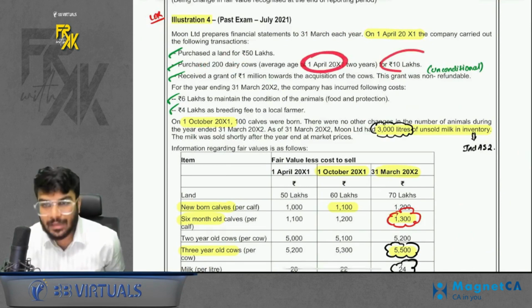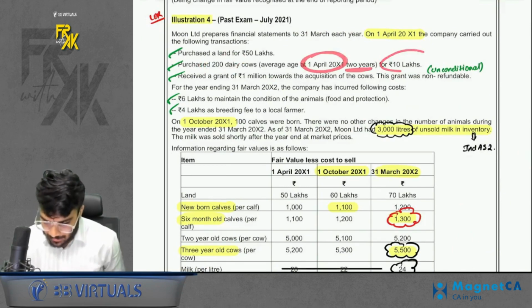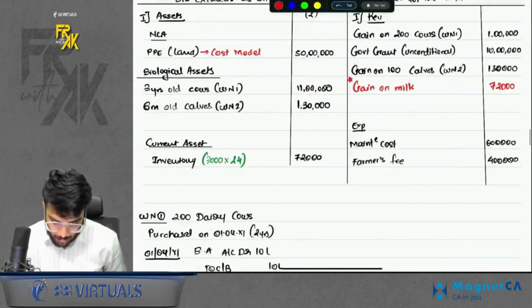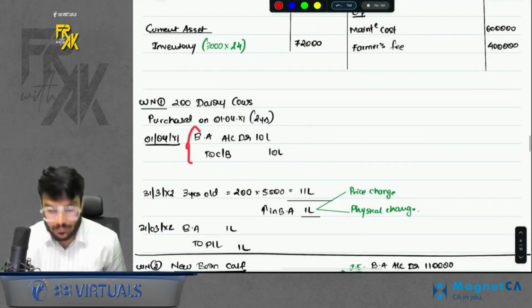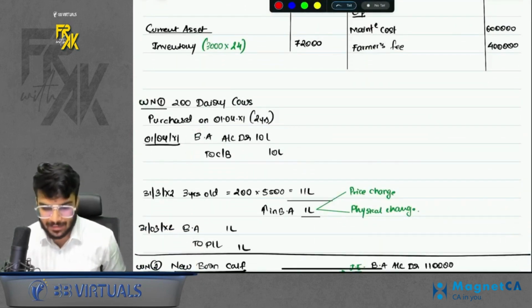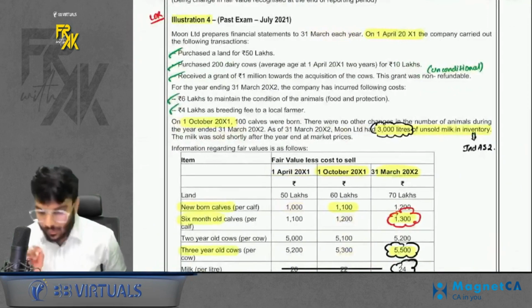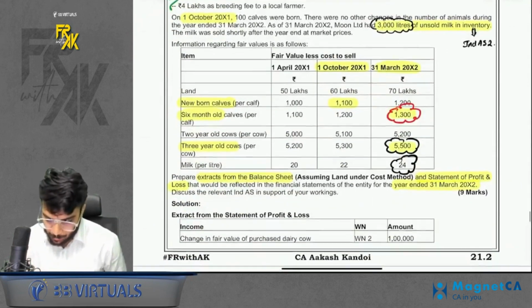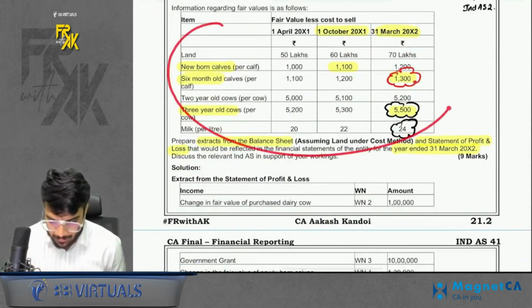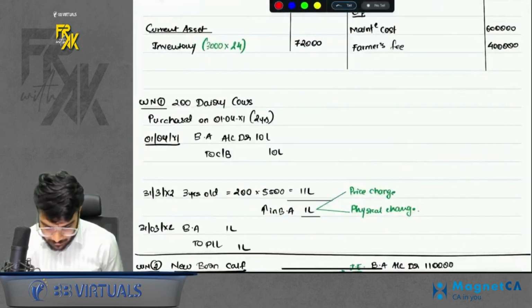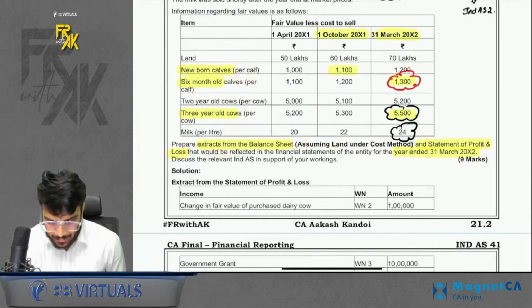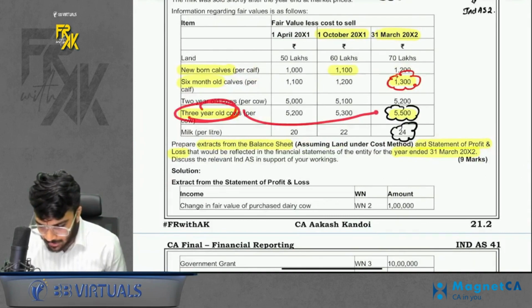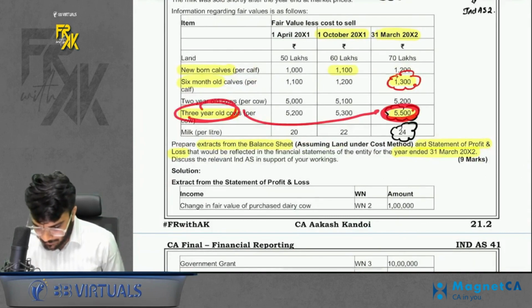So this is the value on day 1. They were 2 years old. If you want to pass the entry on day 1, you will pass the entry something like this. There is no cost to sell given. But I want the value on year end. So to calculate the value on year end, you will have to come to this table. If they were 2 years old previously, now can I say they become 3 years old? And on year end, their value will be 5,500, right?